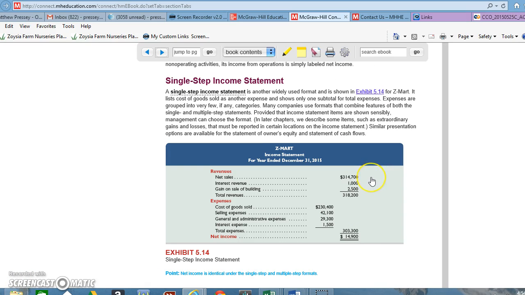Conversely, a little ways down, they give you a single step, which is what we've seen so far up to this point. It's just revenues and then minus expenses get you to net income.